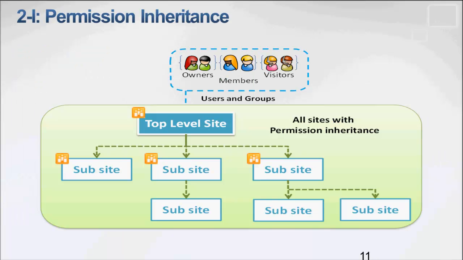But when it comes to permission inheritance, it's a very clever way of making sure that a group doesn't always have the same control over sets of information. I liken permission inheritance to a family tree, remember. Where we have our groups and our users at the very top, this could be our family. And here we have our top level site, and this is the father who has a family, and the subsites directly underneath are his children.